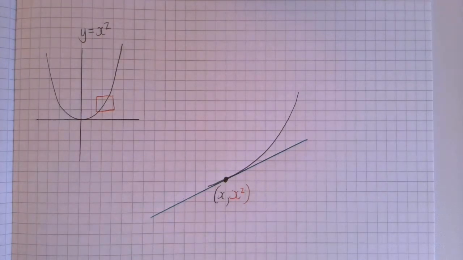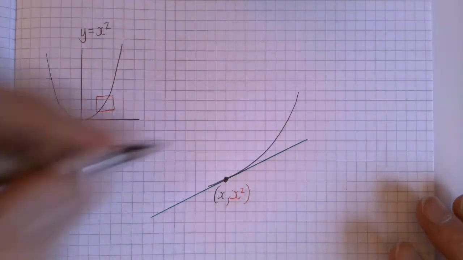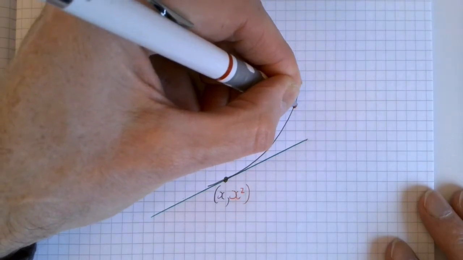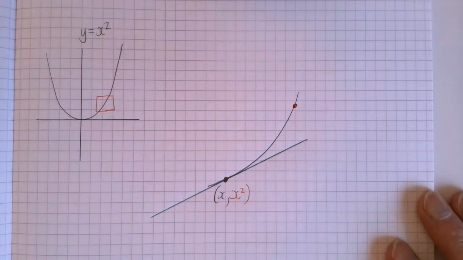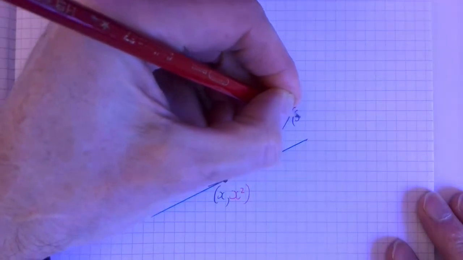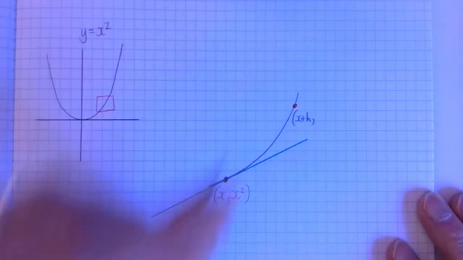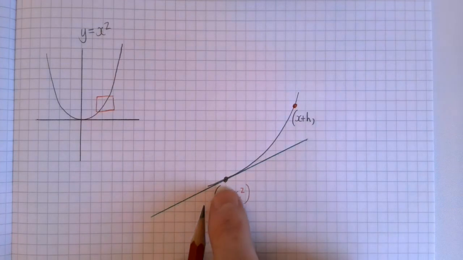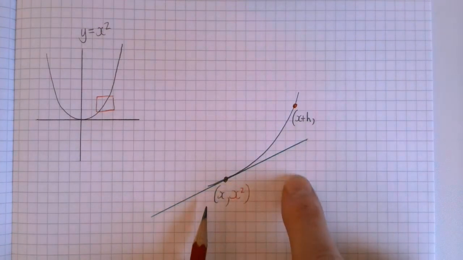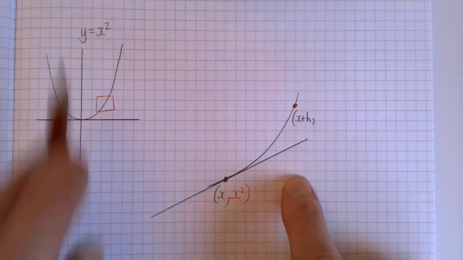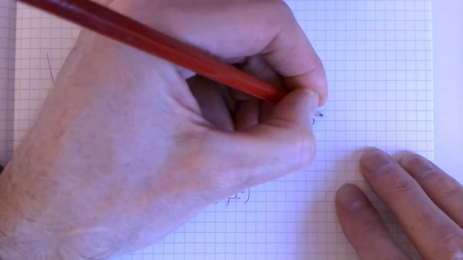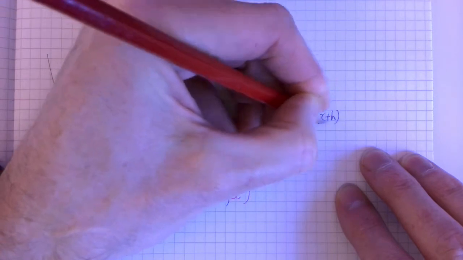So they said, okay, well, we can get a pretty good approximation to that by just picking another point a little bit further along the curve. And so what they did was they called that point x plus h. They just basically said, okay, so if that's x, we'll just move along h units in the x direction. And remember the function, y equals x squared. So the y value at that point will be x plus h squared.